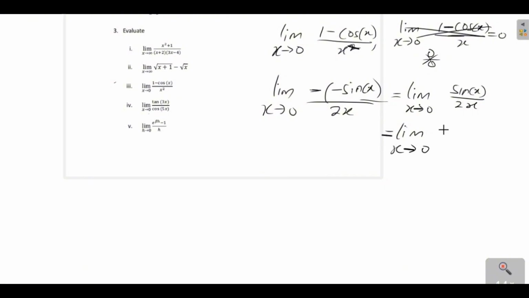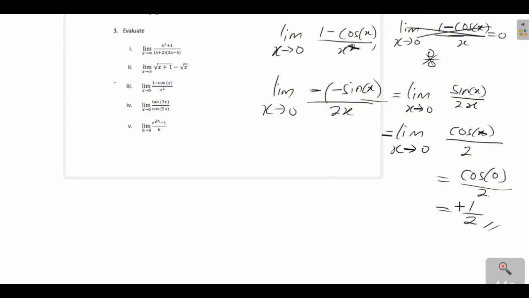Now when I differentiate sine x, that will give me cos of x over, when I differentiate 2x with respect to x, of course that's just going to be 2. Now at this point I can evaluate the limit of this expression by plugging in 0, right? And if I do that, I'm going to have cos of 0 over 2. And cos of 0 is 1. So we are going to finally have 1 over 2. So the limit as x approaches 0 of 1 minus cos x over x squared is half.